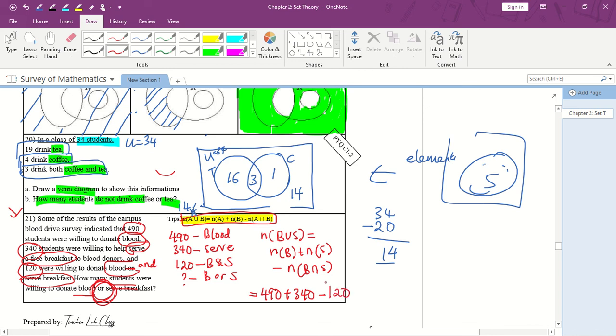So by doing this, we know that the answer is 490 plus 340, which is 830, and minus 120. So the answer here will be 710 students that are willing to donate blood or serve breakfast.